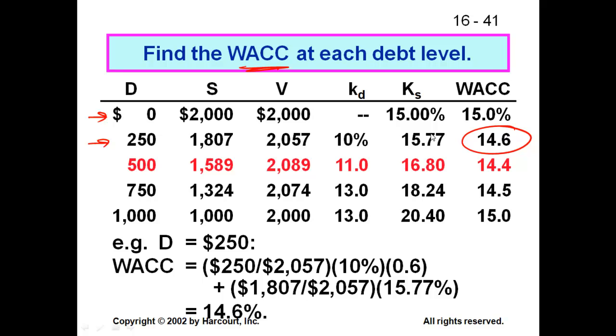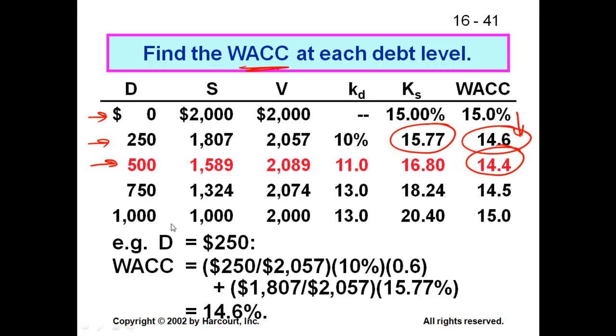So why is WACC coming down? Because notice that even though the cost of equity is going up, we have the cost of debt which is also kicking in now. So cost of debt is 10%. On an after-tax basis, the cost of debt is even lower, and even though the relative weightage of debt is low, the cost of debt is low, so the weighted average cost of capital comes below 15%.